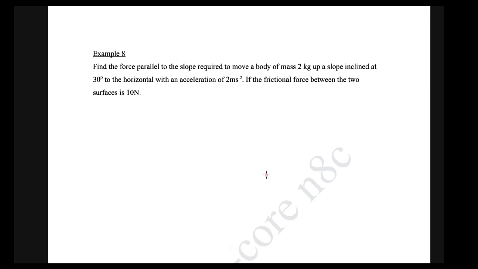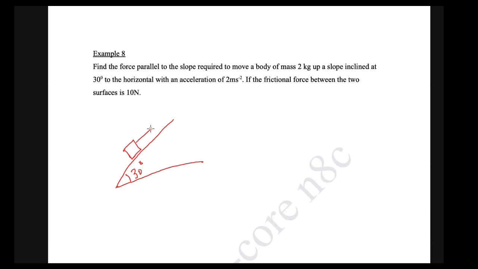Find the force parallel to the slope required to move a body of mass 2 kg up a slope inclined at 30 degrees to the horizontal with an acceleration of 2 meters per second squared, if the frictional force between the surfaces is 10 Newton. So let's try and put it in a picture. So this is inclined at 30 degrees to the horizontal. So we are looking for the force that is required to move this object up the plane.